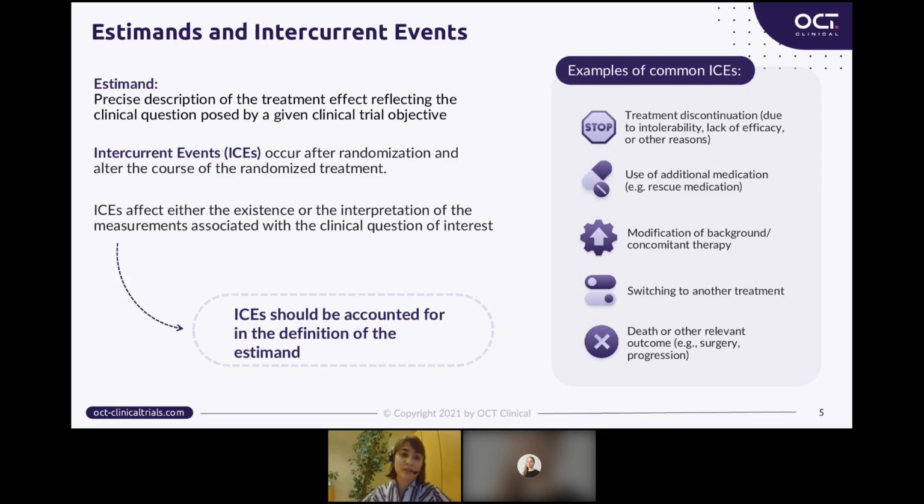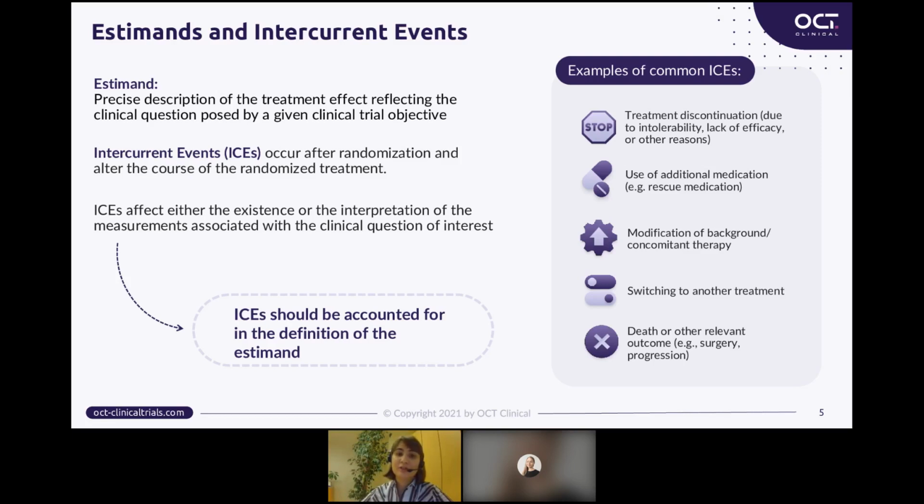Generally, intercurrent events affect either the existence or the interpretation of the measurements related to the clinical question of interest. For example, if a patient dies, subsequent outcomes do not exist. Treatment discontinuation or use of rescue medication, as well as any changes from initially randomized treatment, such as modification of background, addition of concomitant therapy, or switching to an alternative therapy, may affect our interpretation of the outcomes collected after this event.